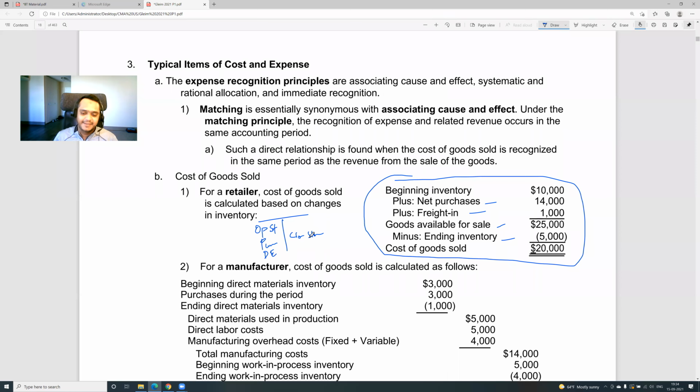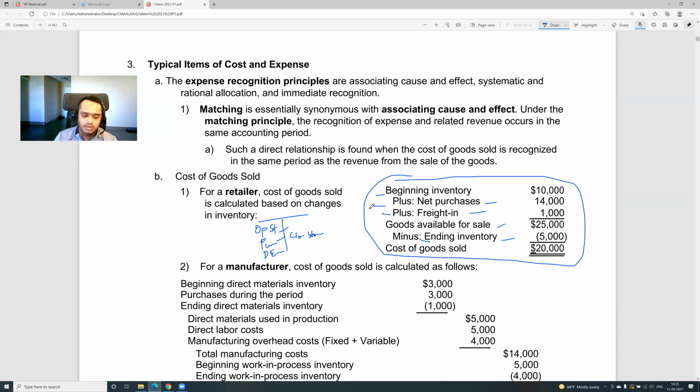Simple. Here, instead of closing stock, it is ending inventory, and instead of opening stock, it is beginning inventory. Purchases, net purchases, is nothing but affected with the purchase returns also. Then freight is nothing but your direct expenditure. That will be your goods available for sale minus your ending inventory. That is the amount of cost of goods sold.